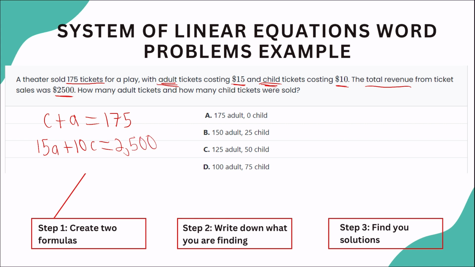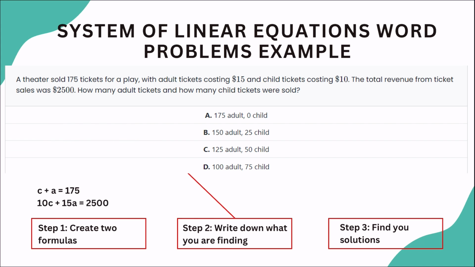Okay, so now we're done with step number 1. We created our 2 formulas, and now let's move on to step number 2, and we're going to write down what we're finding. Well, we're finding how many adult tickets and how many child tickets were sold. So this one's not too confusing, but we're looking for number of adult tickets and number of child tickets. Okay, so now let's use our equations to find our answer.